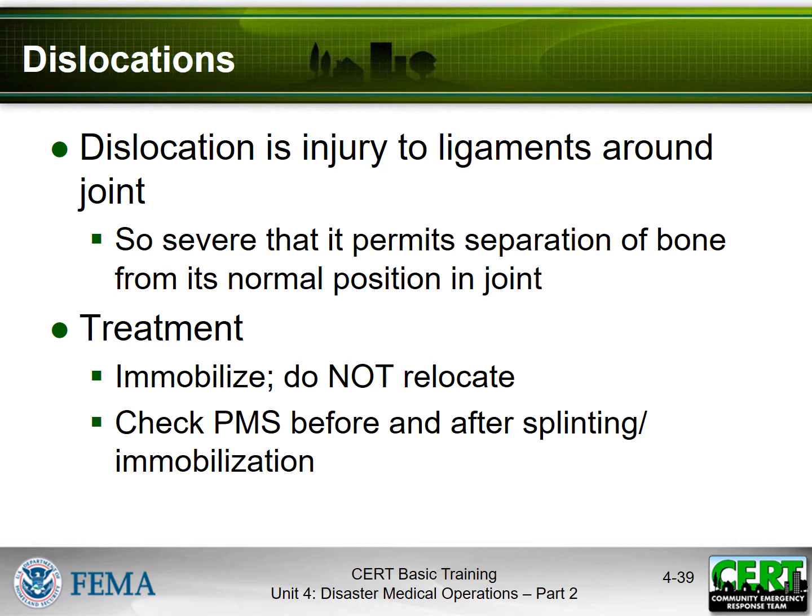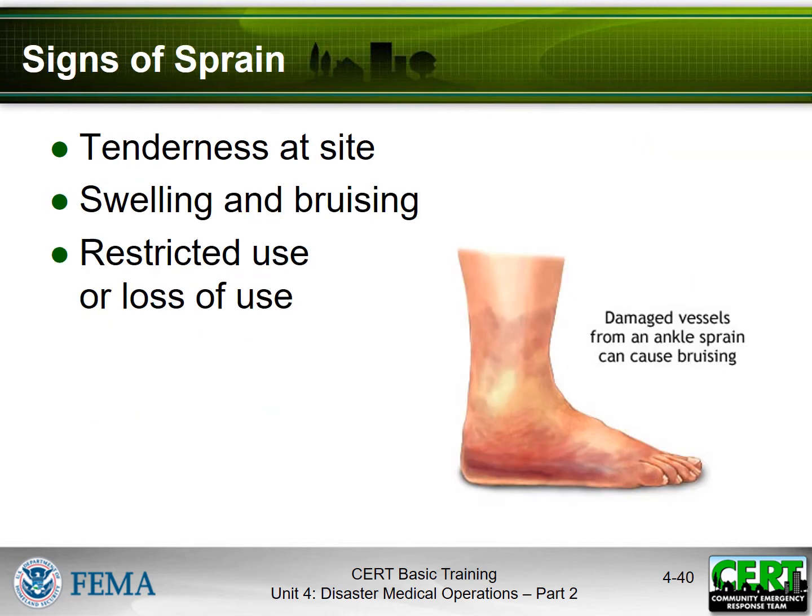Dislocations. Dislocation is an injury to a ligament around a joint so severe that it permits separation of the bone from its normal position in the joint. Treatment: immobilize it. Do not relocate it. Check PMS, pulse, motor, and sensory before and after splinting and immobilization. Dislocations, treat it like a fracture, splint it. Check your PMS before splinting and after splinting.